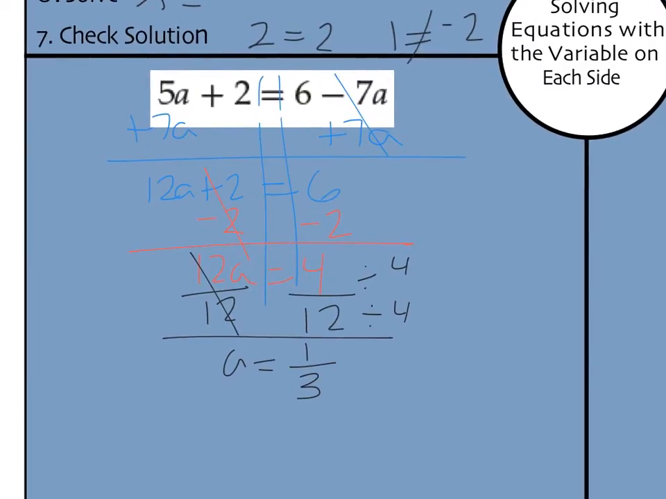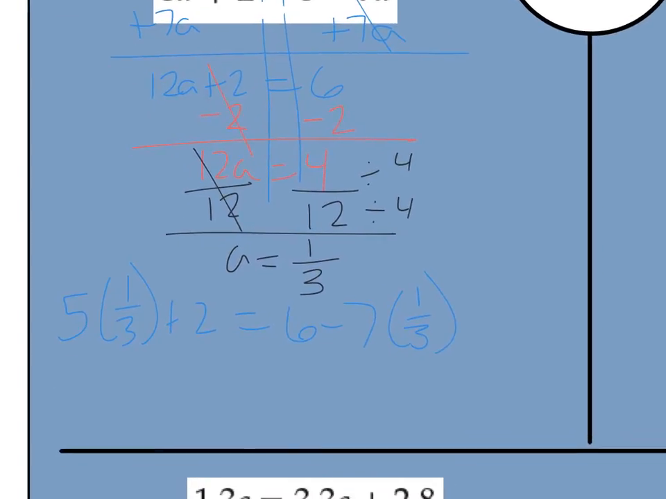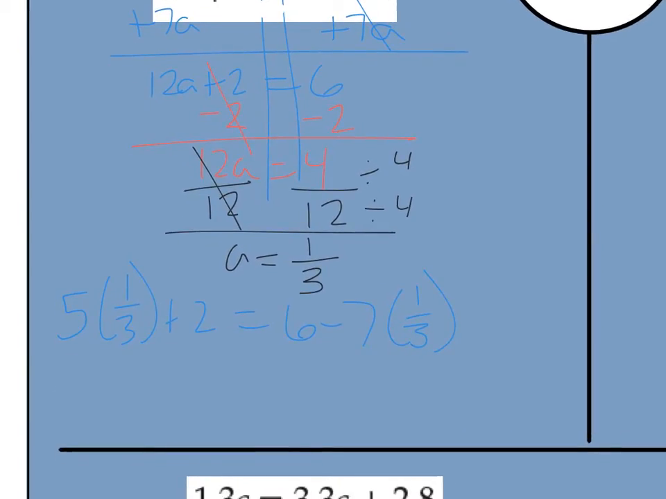I can check. 5 times 1/3 plus 2 is the same as 6 minus 7 times 1/3. These fractions I know are probably scaring a lot of you. Don't worry about it. So I get 5/3, multiply straight across, plus 2 is equal to 6 minus 7/3. Change these two fractions. 2 is the same as 6/3. 6 is the same as 18/3.